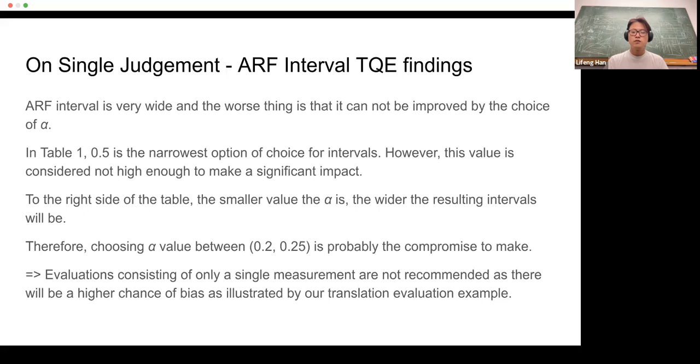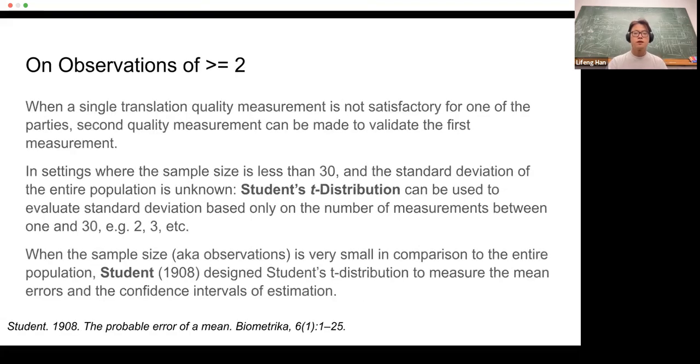Evaluations consisting of only one single measurement are not recommended, as there will be a higher chance of bias, as illustrated by our translation evaluation example. How about observations with n larger than 1? When a single translation quality measurement is not satisfactory for one of the parties, a second quality measurement can be made to validate the first measurement.